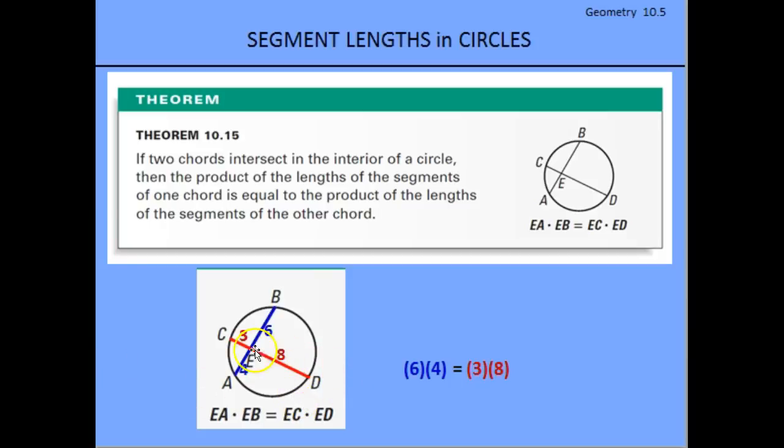All it says is this chord right here and this chord right here, even though they may have two lengths, as in they're cut in pieces, and this length is 3 and this is 8, or this length is 4 and this is 6. So even if they intersect there, in order to find any missing lengths, all you have to do is remember that this one is 4 and 6, so 6 times 4, and 3 times 8, these will be equal. So 3 times 8 is 24, and 6 times 4 is 24. Ta-da! So if we were missing one of these, we would easily be able to find it.